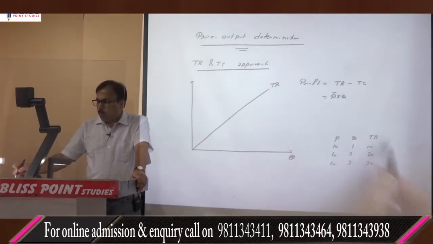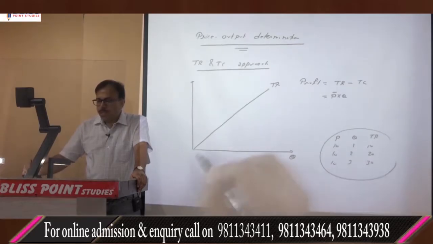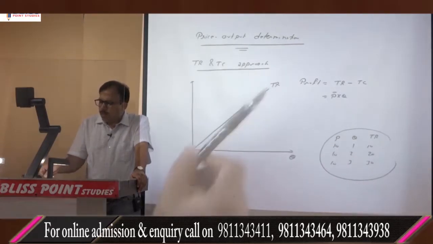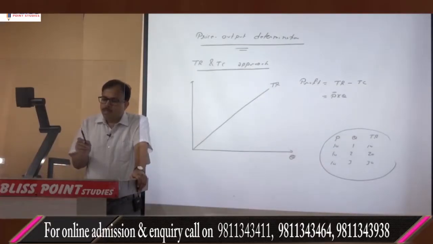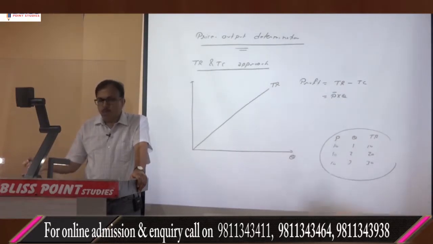So you plotted that total revenue line straight, or this line you can draw steeper or flatter. The slope will depend upon price. So if price is more, it will be steeper. Remember, slope of TR is MR, but MR और price दोनों same होने हैं.